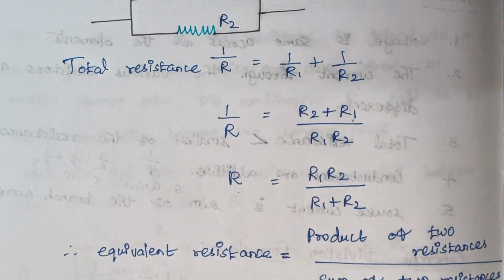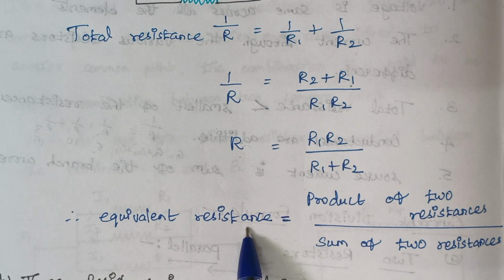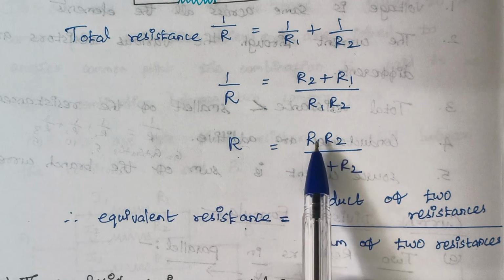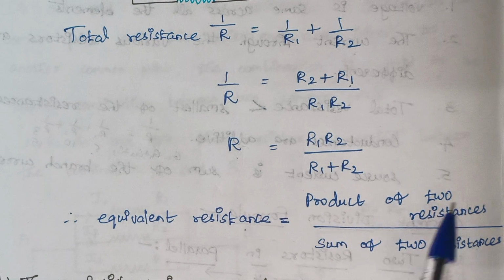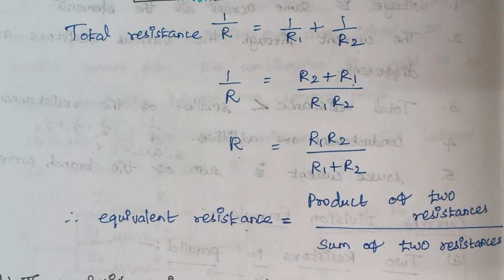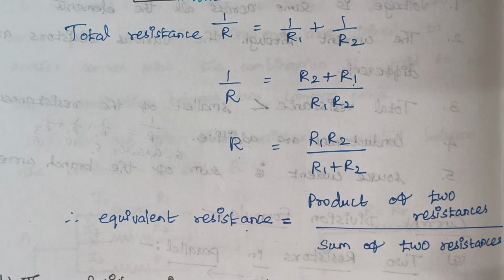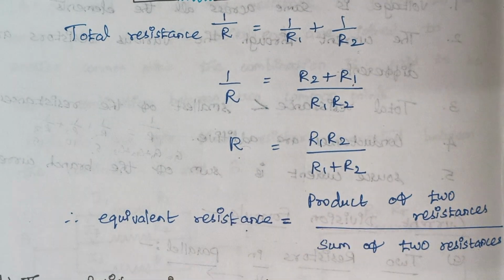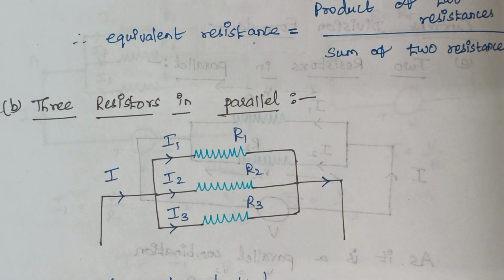So in words we can write it as equivalent resistance or total resistance, right? That is equal to the product of the two resistances, where the two resistor values are getting multiplied, divided by the summation of the two resistances, right? We are going to add. So this is the simple formula. When two resistors are in parallel, then the equivalent resistance is given by this formula. Right. Now we are going to proceed with three resistors in parallel.